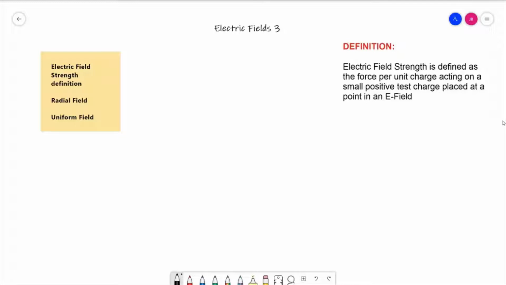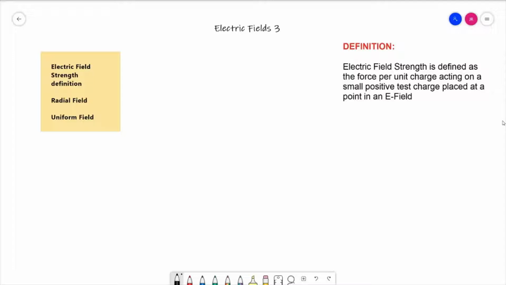Hello everybody and welcome to Electric Fields Lesson 3. In this lesson we're going to be exploring concepts such as electric potential energy and electric potential, and eventually we're going to look at how we define and how we can calculate potential difference from an electric point of view.